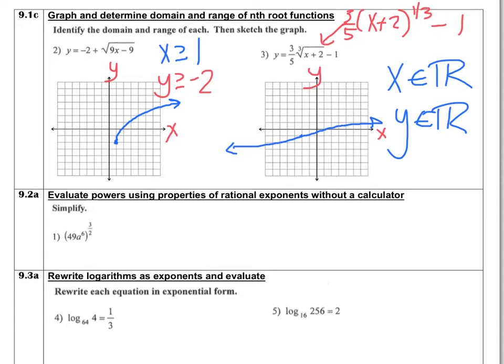Be careful with a cube root function. You might be tempted to think you can't have a negative underneath this radical, but you can. You can take the cube root of a negative number. However, if it was a square root, you could not take the square root of a negative.